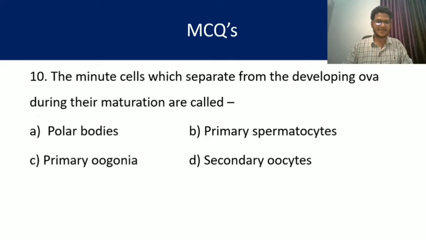Question number 10, my dear friends. The minute cells which separate from the developing ova during their maturation are called. So we know that during oogenesis, many different polar bodies are formed which are separated from the developing ovum, and the mature ovum is one, and there are three different polar bodies formed during the process. So the minute cells are A, polar bodies.